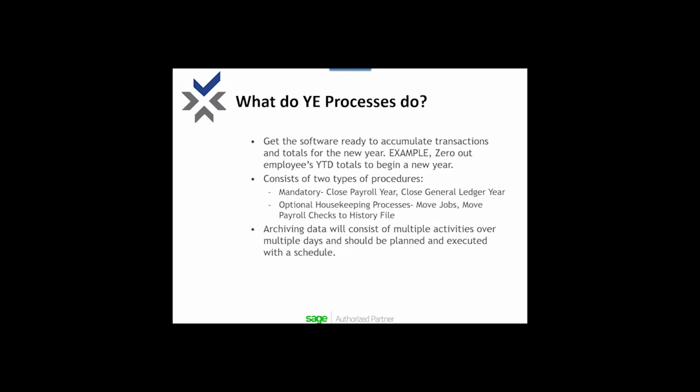You have a mandatory closing procedure where you absolutely cannot do something in the current year if you haven't run the close year task. So for instance, in payroll, I can print a check for 2021, but I can't post it because there's no place to put it. If payroll's still in 2020, there's no next year accumulator.